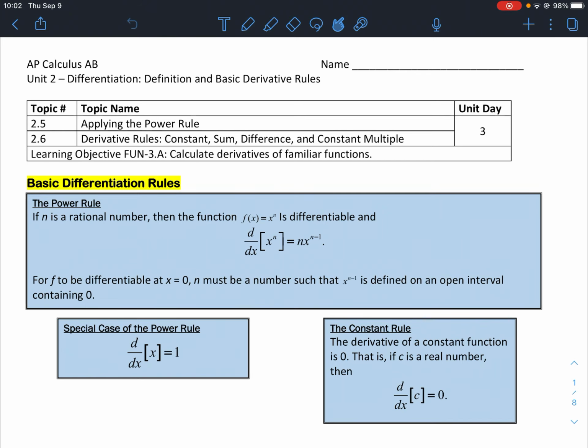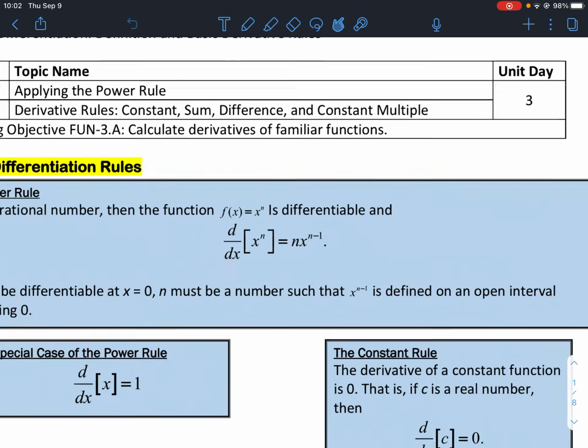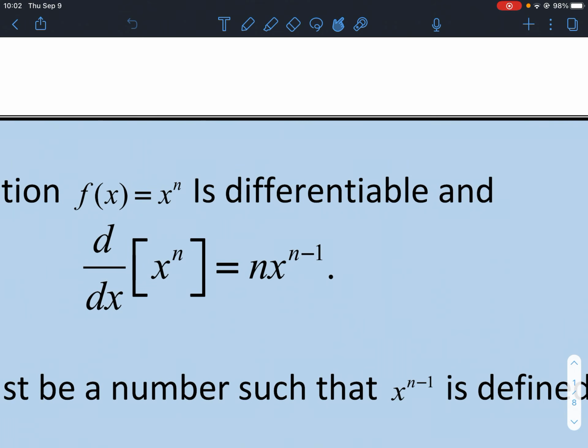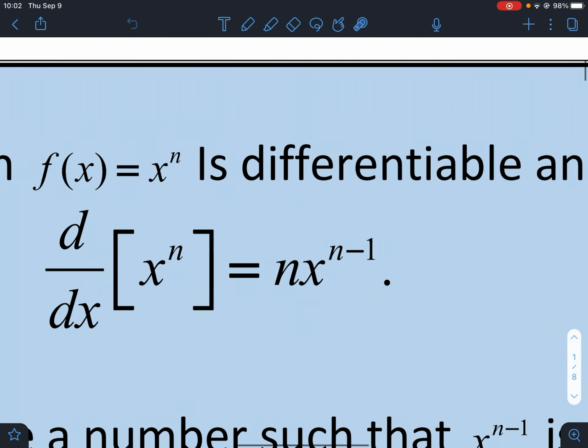Okay, if n is a rational number, the function f of x equals x to the n is differentiable, and the derivative of x to the n is simply n times x to the n minus 1. You take the power and bring it out in front, and it becomes a scalar multiple, and then you lower the power by 1.